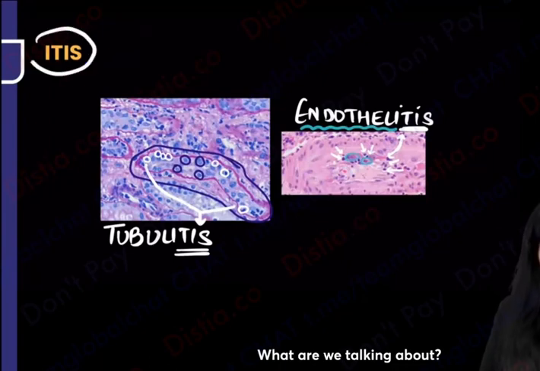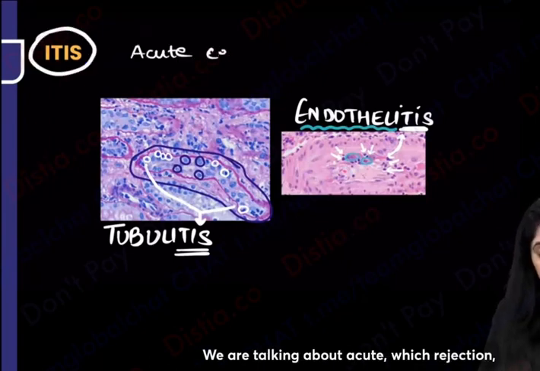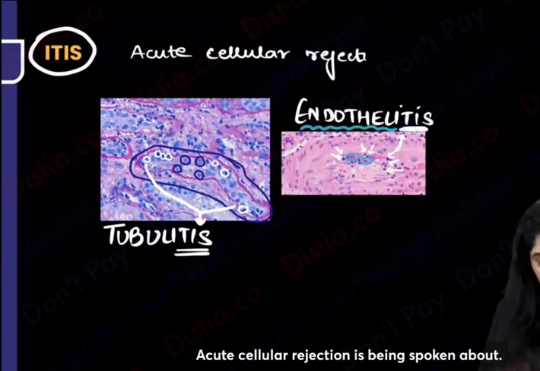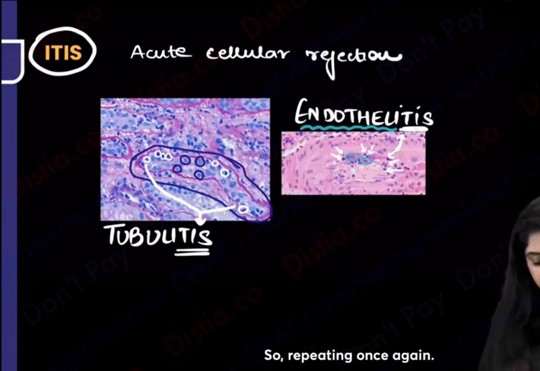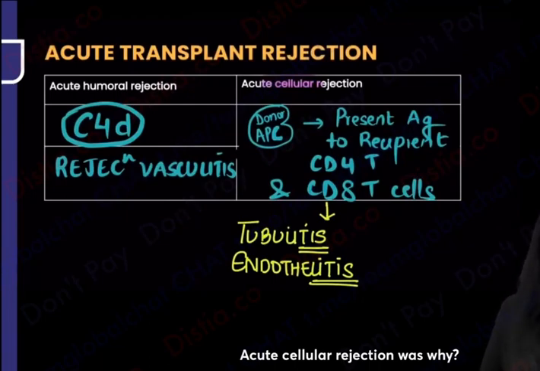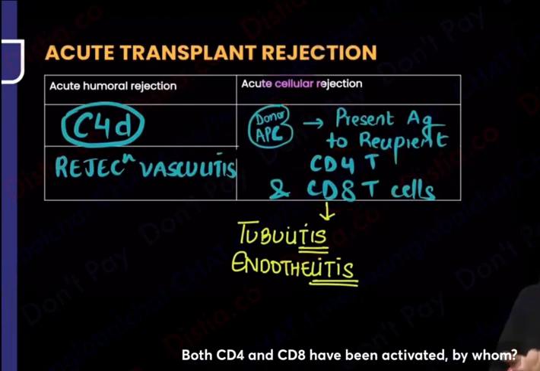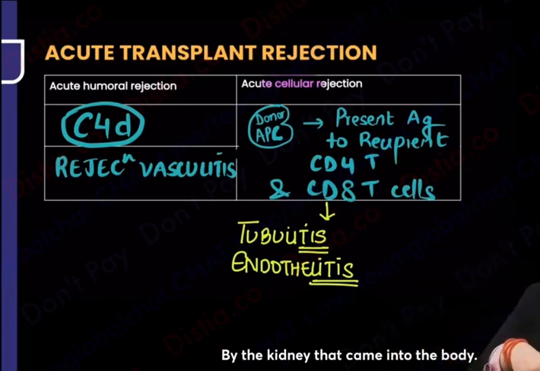What are we talking about? We are talking about which rejection? If lots of lymphocytes are there, acute cellular rejection is being spoken about. So repeating once again, why does acute cellular rejection happen? Firstly, which cells of the recipient have been activated? Both CD4 and CD8 have been activated. By whom? By the kidney that came into the body.